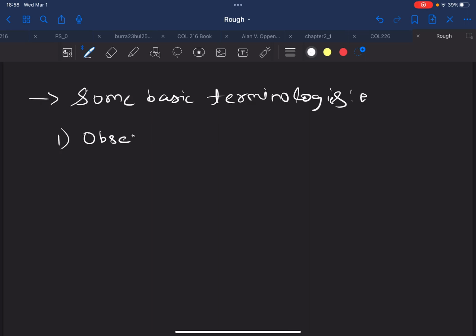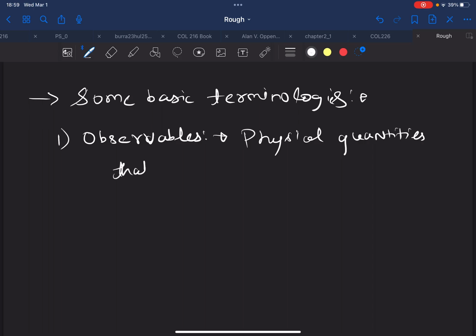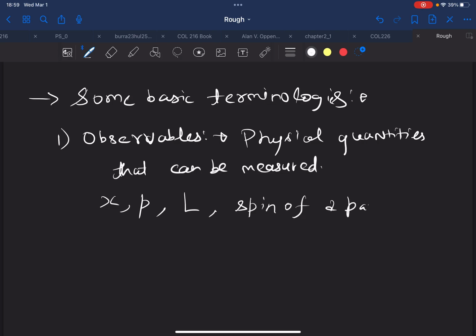First, we need to understand the concept of observables. Observables are physical quantities that can be measured. They are also known as measurables. Examples of observables would be position of a particle, momentum of a particle, angular momentum, it may be spin of a particle, etc.